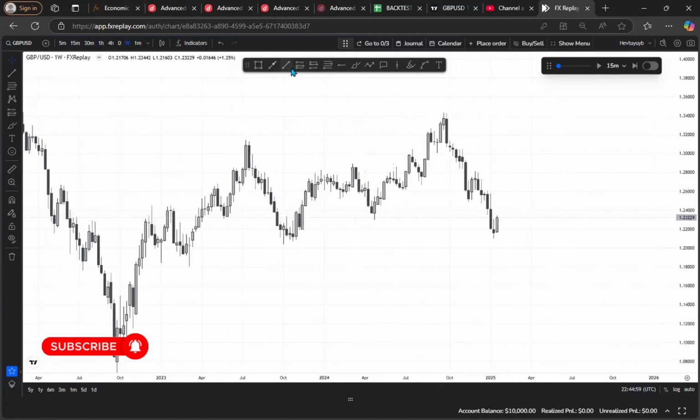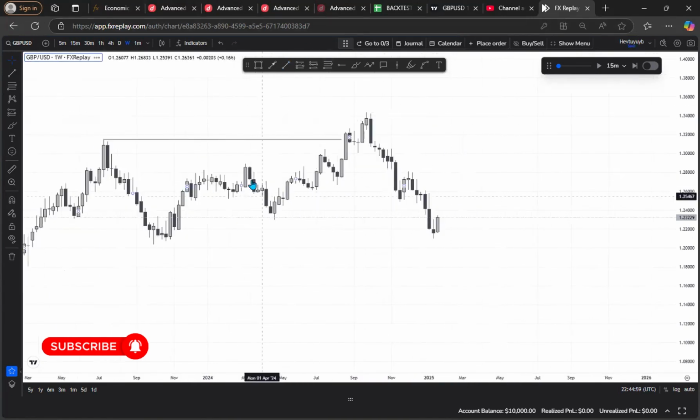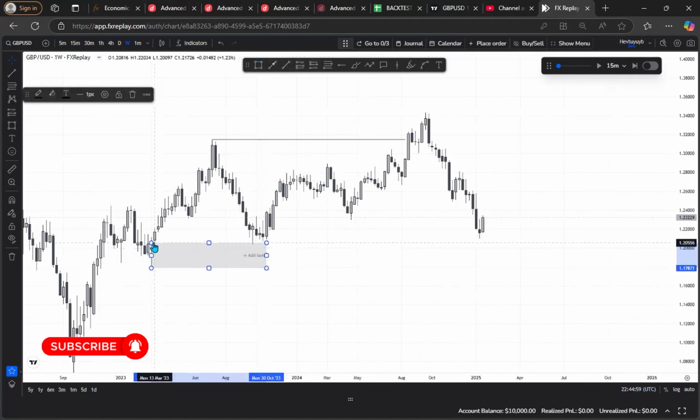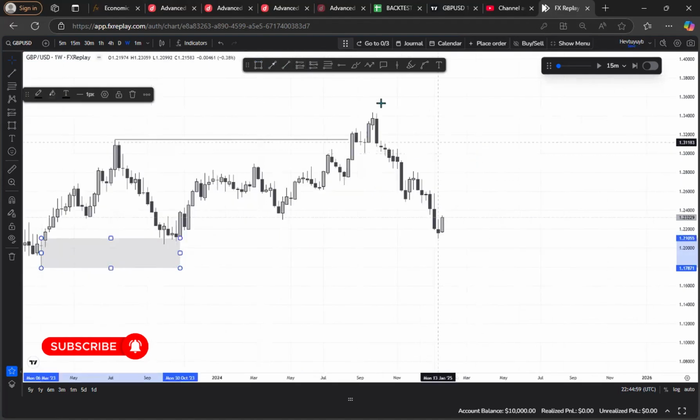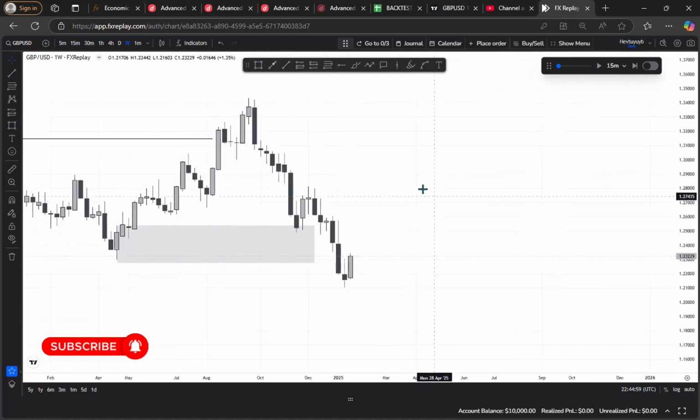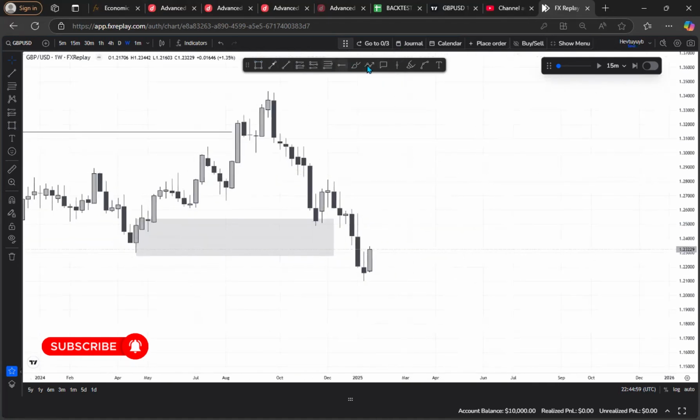Last week, I had this markup. We'll not be wasting too much time on the weekly this time. So we had this markup last week, and I was expecting price... This was where the change of character happened. So I'm expecting price to retrace back to this level before continuing selling to the downside. That is my expectation on GBP USD.